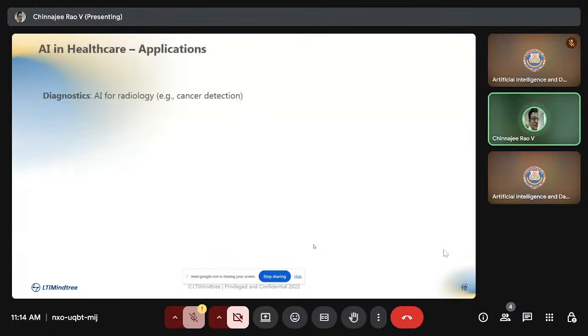Then AI in healthcare applications. So what are the areas where we can apply AI? Okay. So first, diagnosis. So AI for radiology, scanner detection. So using AI, you can scan, and cancer detection will be more accurate. This is one of the examples I am giving. Okay. Then treatment plans, personalized medicine. That is what we discussed just now, right?